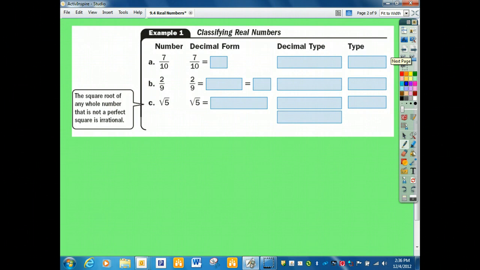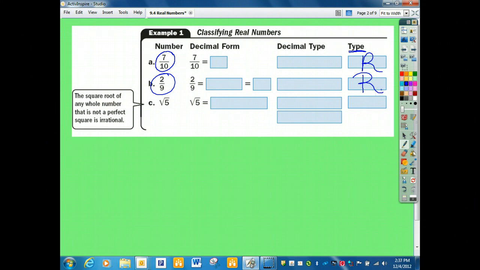All right, example 1, it tells us to classify real numbers. Looking at it, what is that? 7/10. That is a fraction. Excellent, a fraction. So just by knowing that it's a fraction, we can name it. Rational or irrational? Rational. So what type is it? It is rational. Capital R. How about this one? 2/9. Rational. Why do you know that? How do you know it's rational? It's a fraction. Again, it's a fraction.